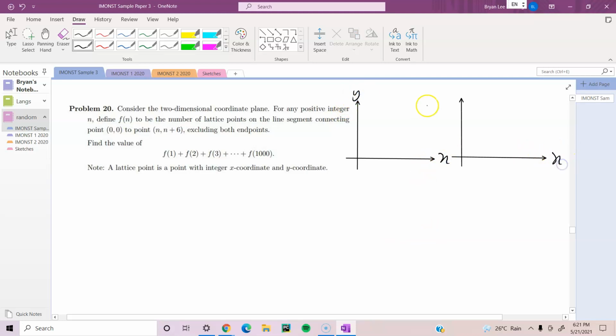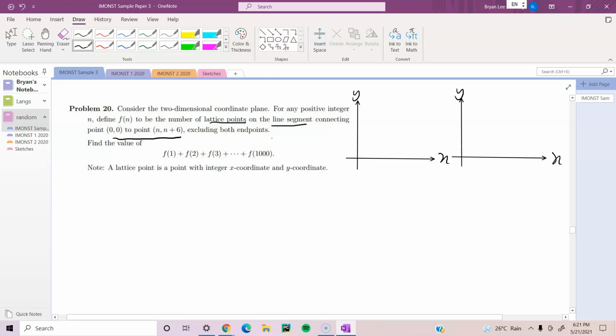For any positive integer n, define fn to be the number of lattice points on the line segment connecting point (0, 0) to point (n, n plus 6). Line segment meaning that it does not exceed these two points, and then excluding both endpoints. Find the value of f1 plus f2 plus f3 plus all the way till f1000.